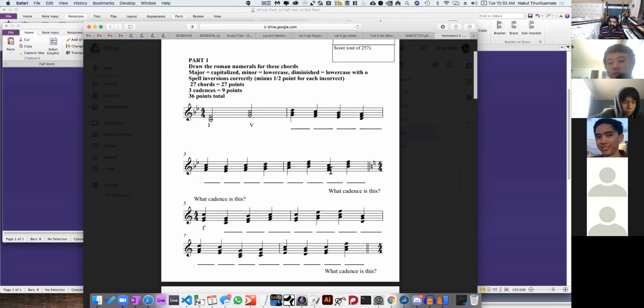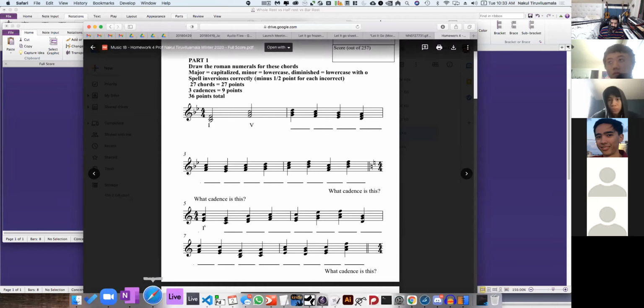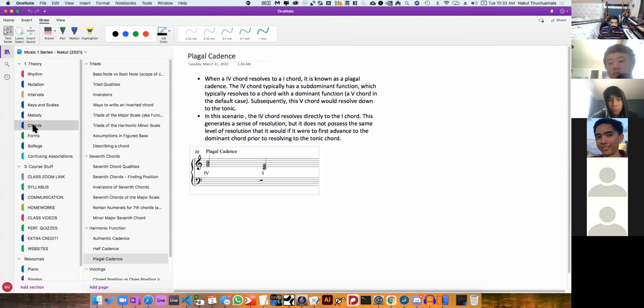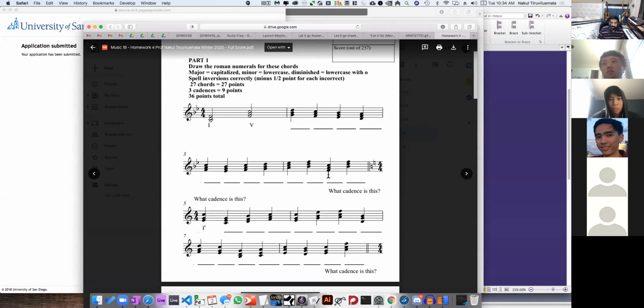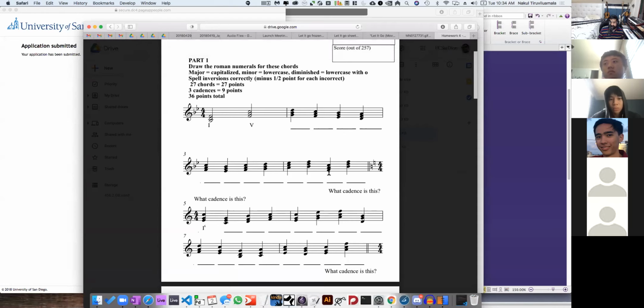The 5th, exactly. So we basically defined this chord as being the 5 chord. Remember, if we're thinking about bass notes versus root notes, we figured out the root note of this chord, and the root note defines the scale degree of the chord. So by figuring out that this F is the 5th note, and knowing this chord is in root position, we know what Roman numeral to apply. So this is a 5 chord, a capital V, right?